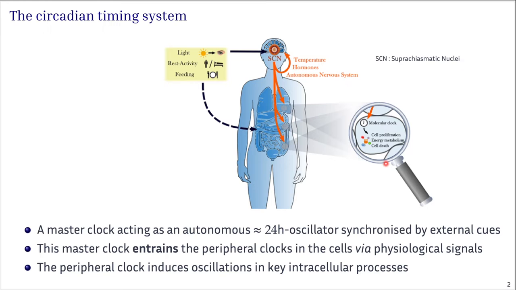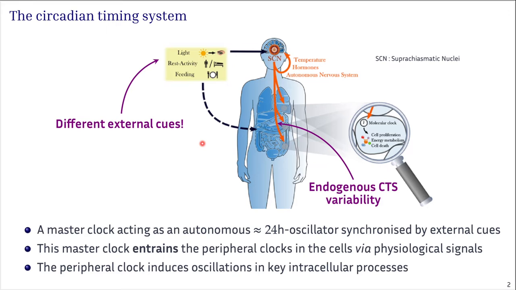Actually, in this picture are contained multiple sources of individual variability. For starters, we are not all exposed to the same external factors. Some of us will experience jet lag, working night shifts, and we do not all eat at the same hours. In brief, we all have different external cues. Furthermore, there is also a variability at the circadian timing system level, for instance, with a different genetic background for each of us. In the end, the rhythmicity that can be found in intracellular processes is individual.